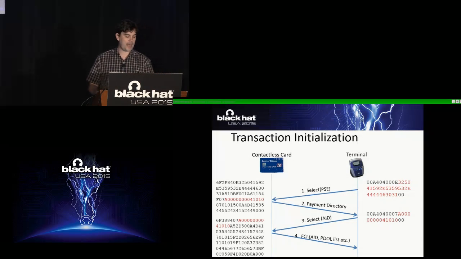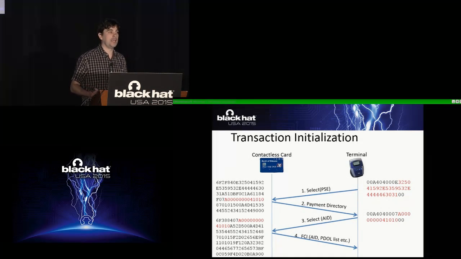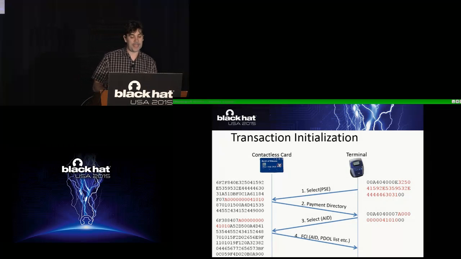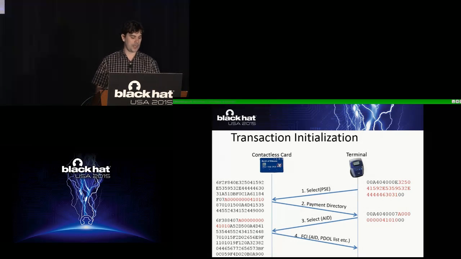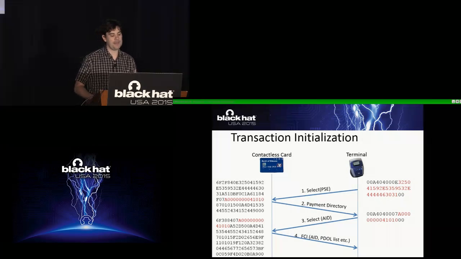The card will respond back with its payment directory. This is indicating what the card supports. Normally you'll find a card will only support one type of account, normally a debit or a credit account, for example, but it is out there that cards can be a debit and a credit card integrated into one. In this case, this card was only a credit card, so it's basically responding back with the Mastercard, I think, AID.